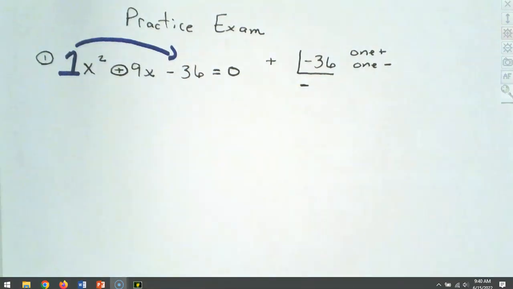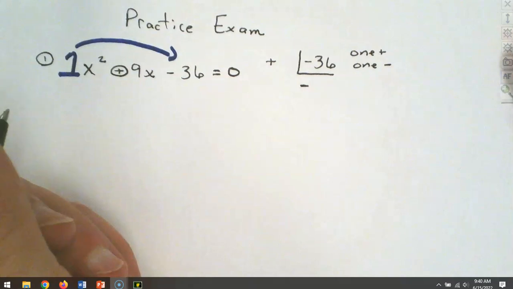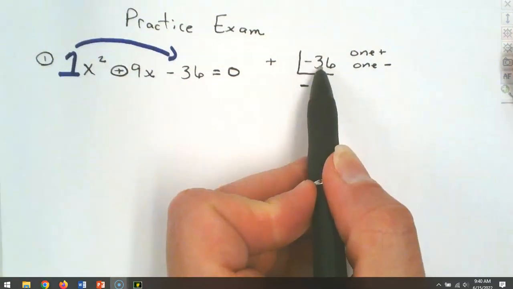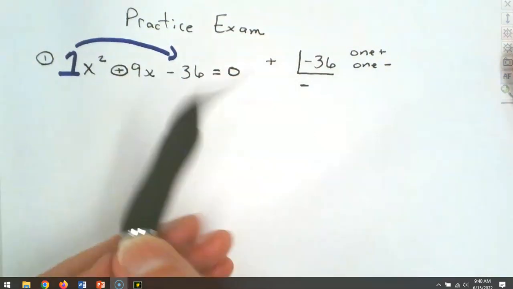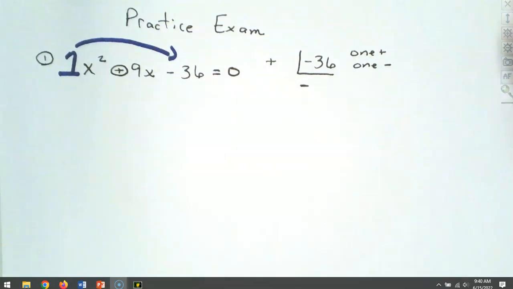And I need two numbers that multiply together to give you that negative 36, and subtract from each other to give you 9. Can anyone tell me what two numbers that would be? Multiply together to give you 36, subtract from each other to give you 9. Anyone know what the numbers might be?